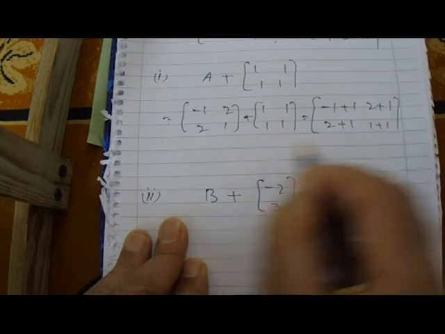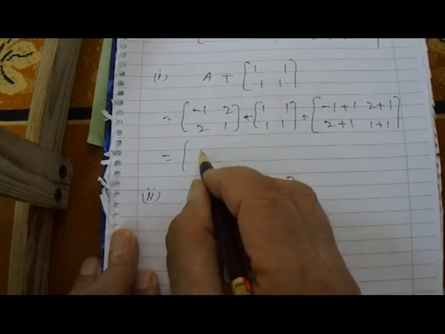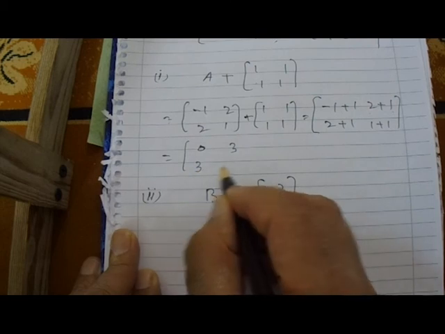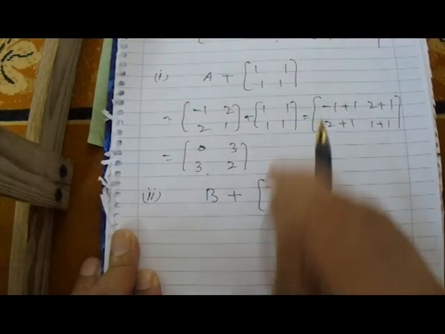Now you get here answer is equal to -1 plus 0, and 2 plus 1 is 3, and 2 plus 1 is 3 again, 1 plus 1 is 2.